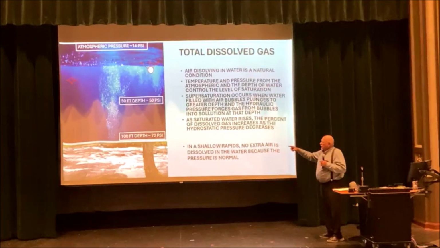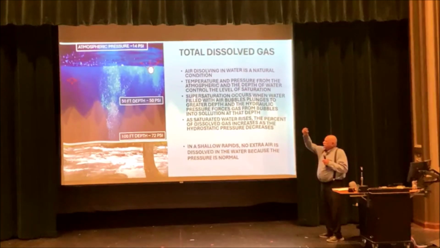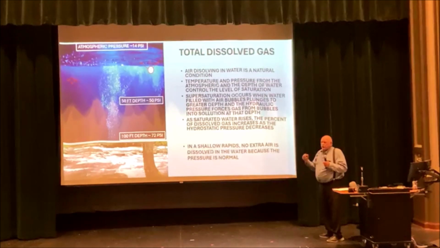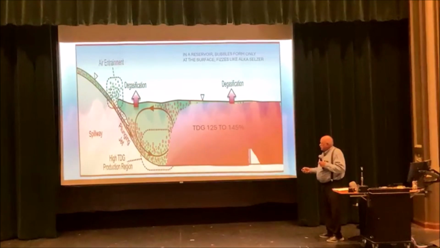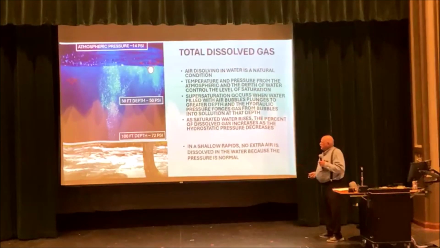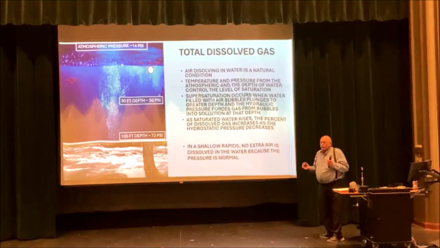So you get down to the bottom where the water at 100 feet depth is at 72 pounds per square inch. The gas that's in the water there is in solution at the normal for that depth. But as it rises up and stays in solution, the pressure reduces and then it becomes supersaturated. In a natural situation like this stream, there are still lots of bubbles, but they're not going down to depth and not being forced into solution.